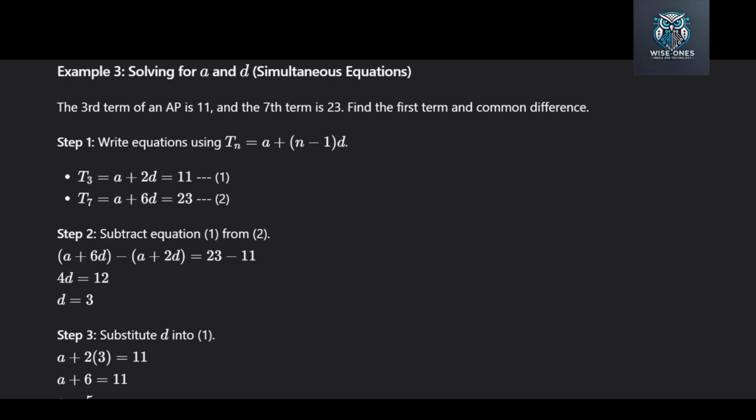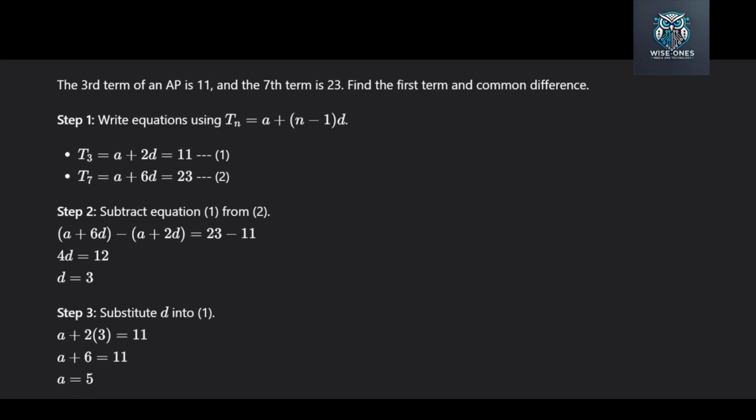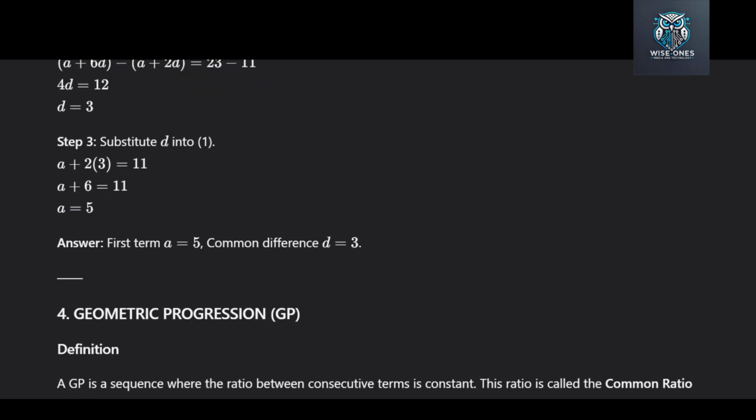Step 3. Substitute d into equation 1. We have a plus 2 times 3 equals 11. 2 times 3 is 6. So a plus 6 equals 11. Subtract 6 from both sides. a equals 5. Answer: first term a equals 5. Common difference d equals 3. This method works for any two terms given. Just set up the two equations and solve.